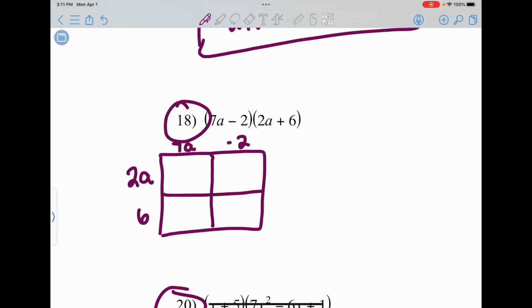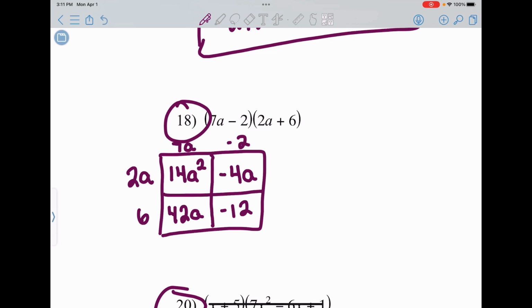So for this first box, I am multiplying 2a times 7a, which will get me 14a to the power of 2. In the box to the right, I am multiplying 2a times negative 2, which will get me negative 4a. In the bottom left box, I am multiplying 6 by 7a, which will get me 42a. And in the last box, I am multiplying 6 times negative 2, which will get me negative 12.